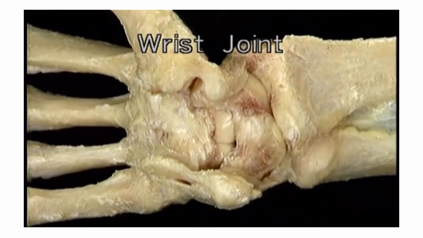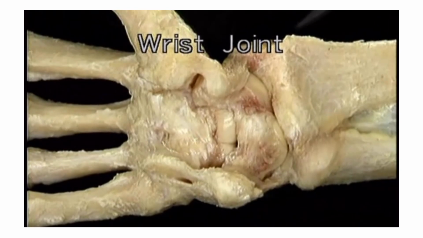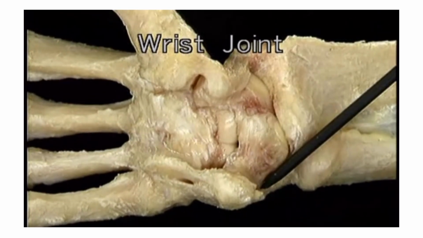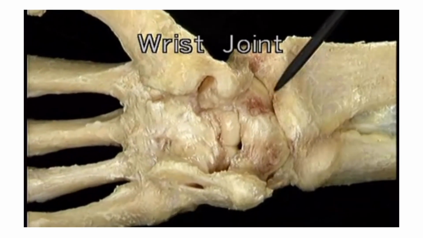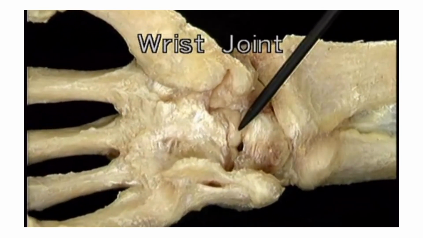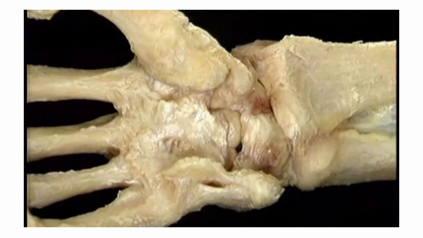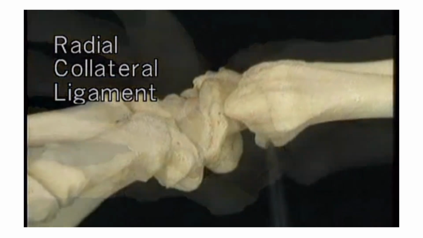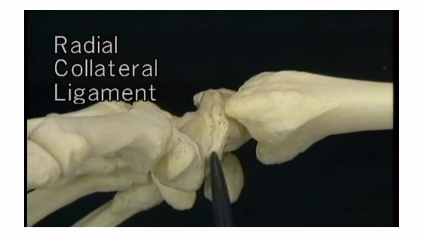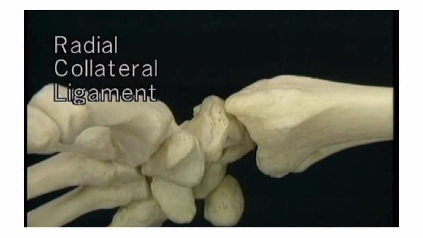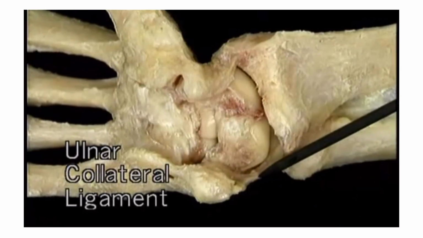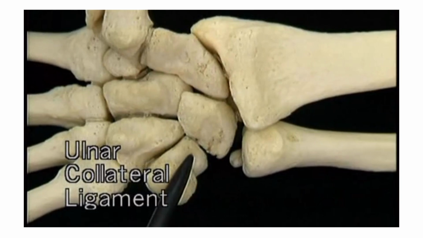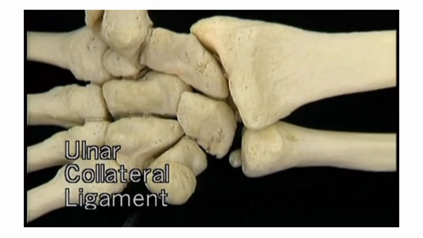Here's the wrist joint, or rather joints, with much of the capsule removed and the 2 collateral ligaments here and here intact. Here's the radiocarpal joint. Here's the midcarpal joint. The radial collateral ligament goes from the radial styloid to the scaphoid and its neighbor, the trapezium. The ulnar collateral ligament goes from the ulnar styloid to the triquetral and pisiform bones.